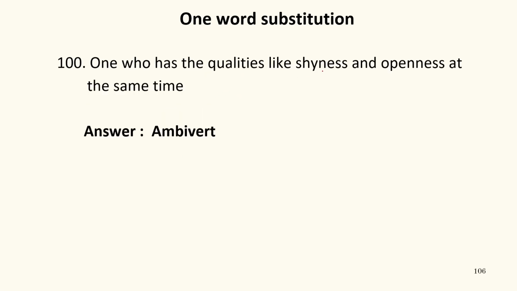One who has qualities like shyness and openness at the same time is called an ambivert. Now we have heard two words, introvert and extrovert. An introvert is reserved to his own extent only. An extrovert is one who speaks out whatever comes to his mind. And an ambivert is a person who knows when to control and when to tell everything in his mind. That is called ambivert. Ambi means both.